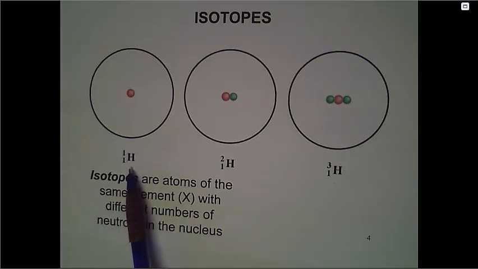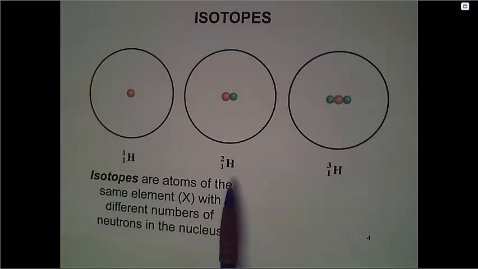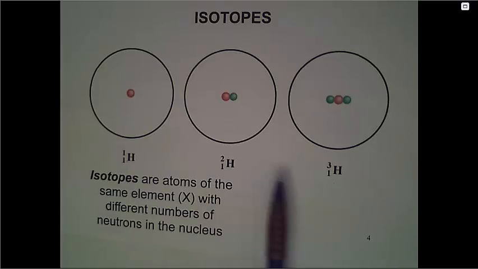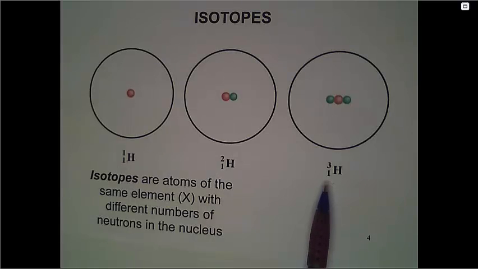This isotope has no neutrons. The mass number and the atomic number are identical. In this isotope, there is one neutron, increasing the mass number to 2. And here there are 2 neutrons, the mass number is 3.